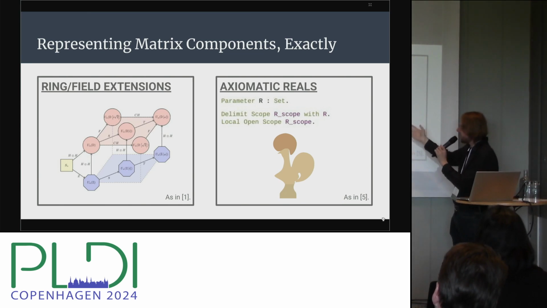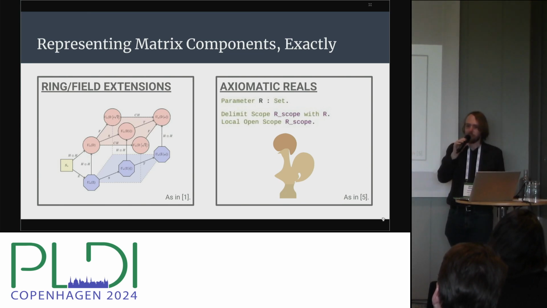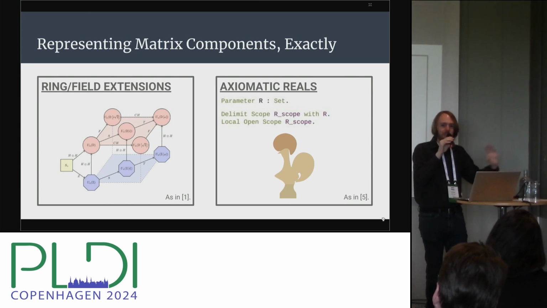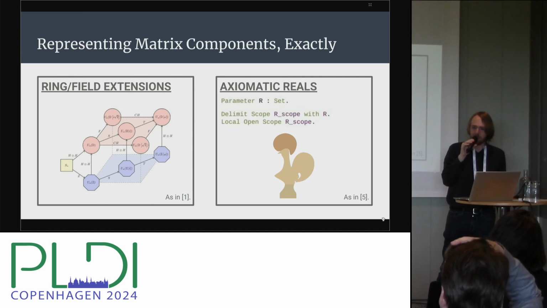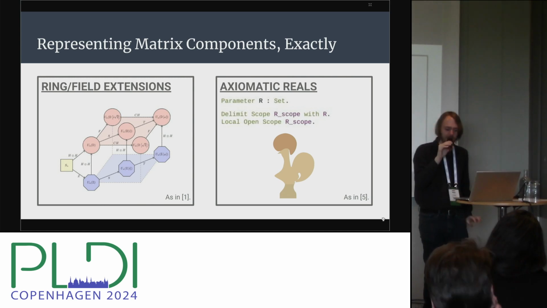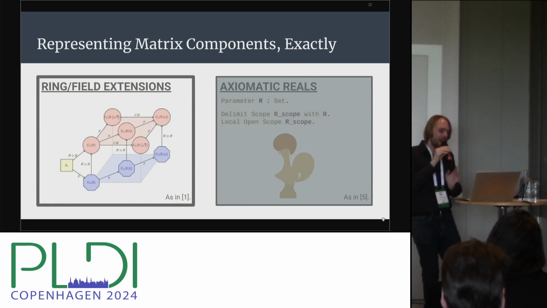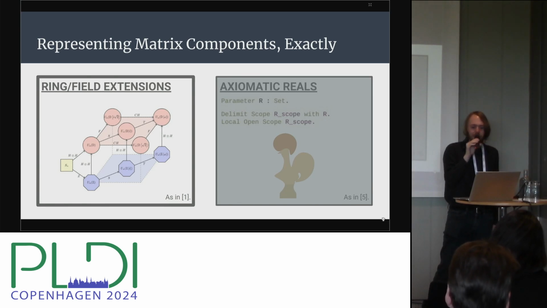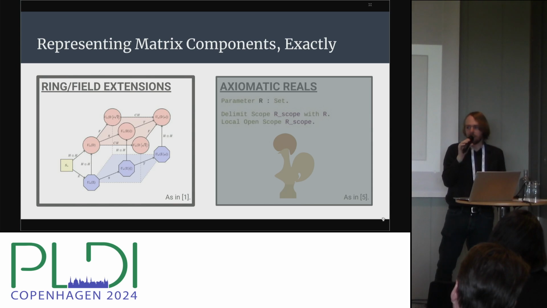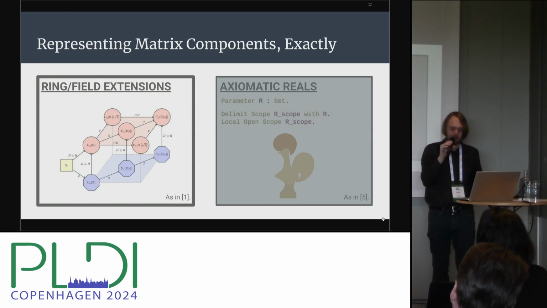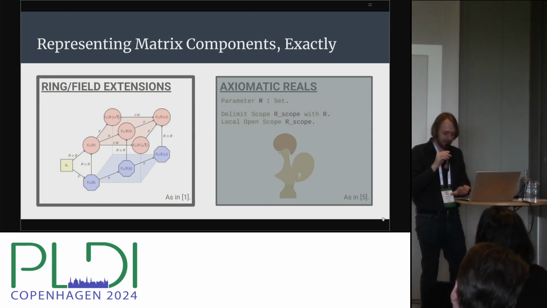On the other side, you have a more axiomatic approach, where you just treat the real numbers as some axiomatic structure, where completeness and all of that are axioms. Since I'm aiming for automation, I'm going to focus more on these algebraic extensions. Why that's automated will become clear in a few slides.